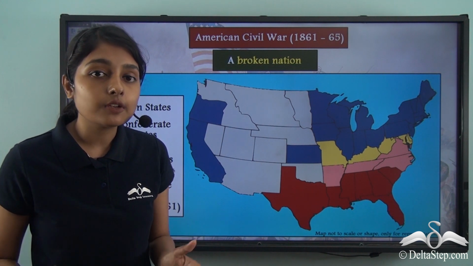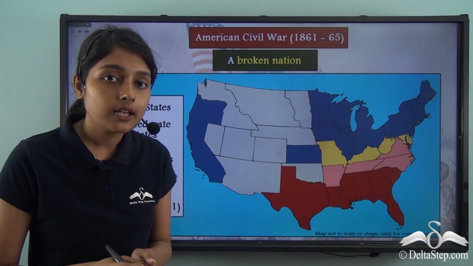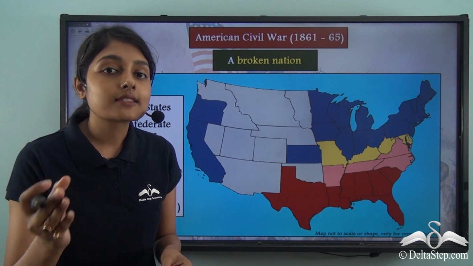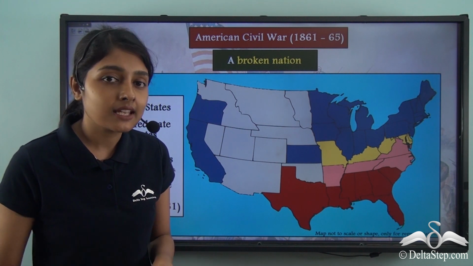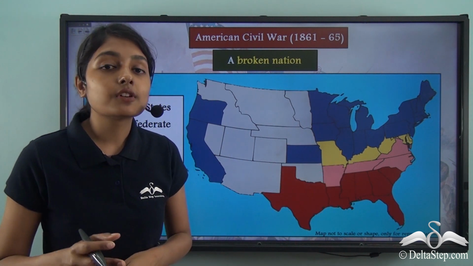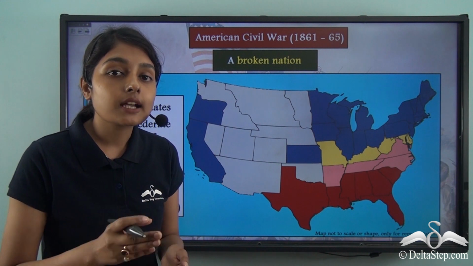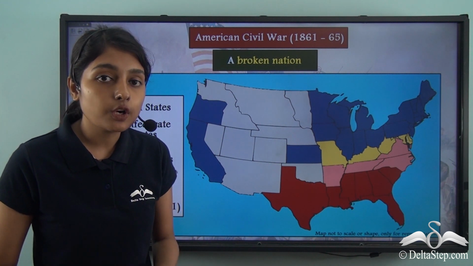So this was a civil war that was happening amongst people who lived in the same country. The Union forces, or the northern states, were on the side of the government itself, which is why they made up the Union states. And the Confederate states were simply revolutionary states. They were revolting against the government, and this made up the American Civil War.